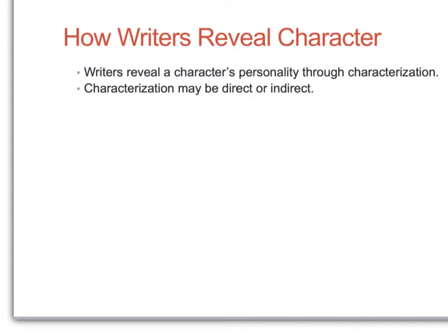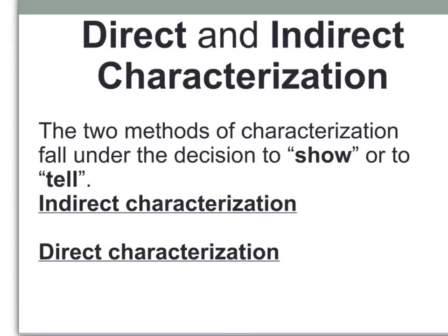Next, how writers reveal characters. Writers reveal a character's personality through characterization, and characterization may be indirect or direct. Okay? Direct and indirect characterization. Authors use two methods of characterization, both indirect and direct. They will try to show or tell the readers about the characters.